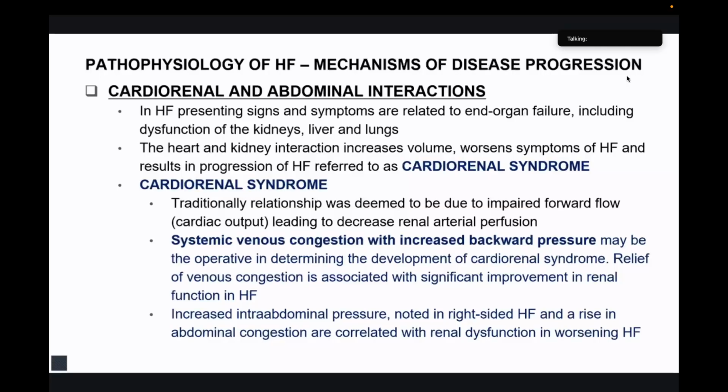An increase in intra-abdominal pressure, which is noted in patients with right-sided heart failure, and a rise in abdominal congestion are correlated with renal dysfunction in patients who are actually having a worsened heart failure state.